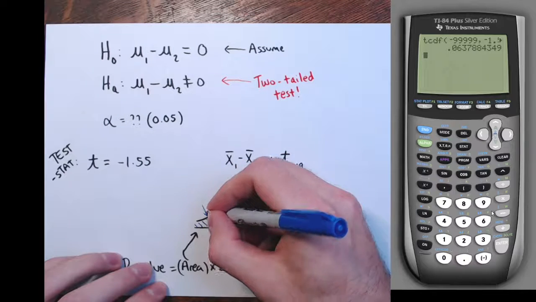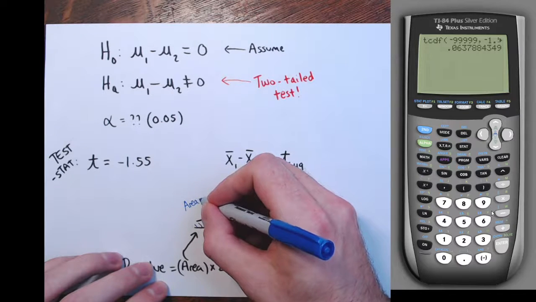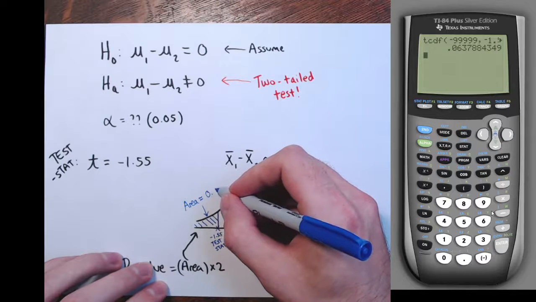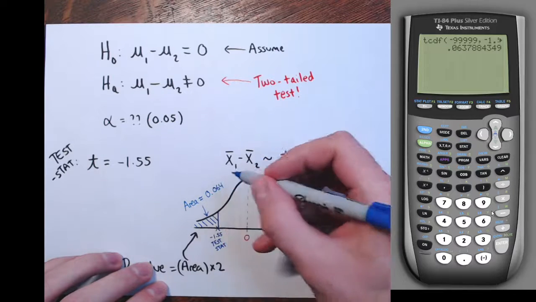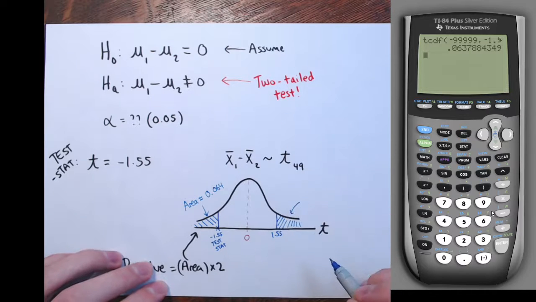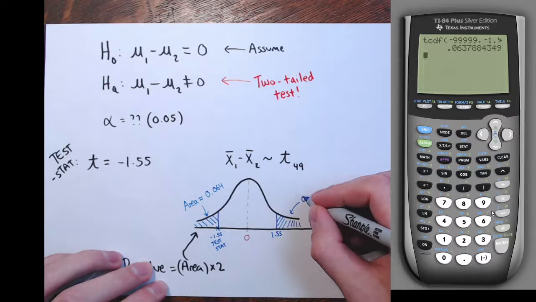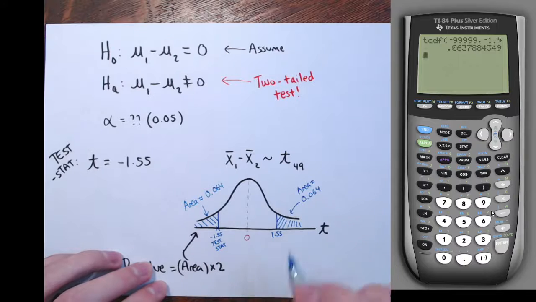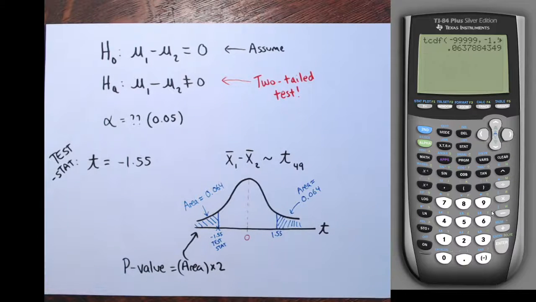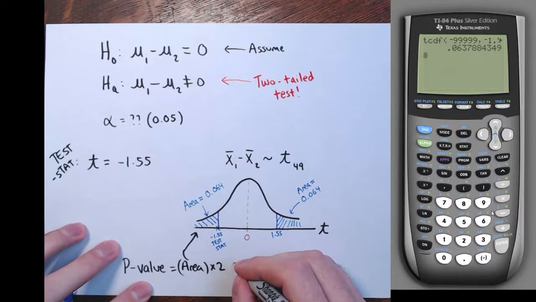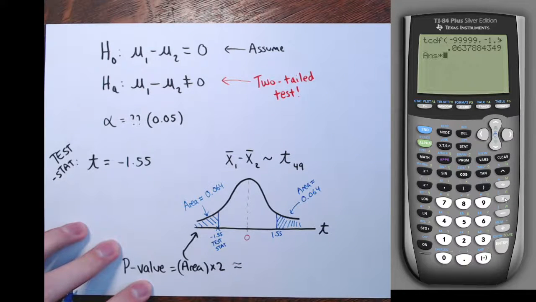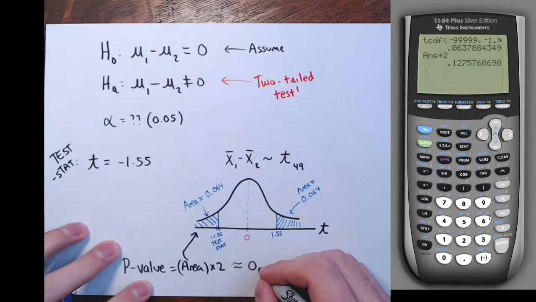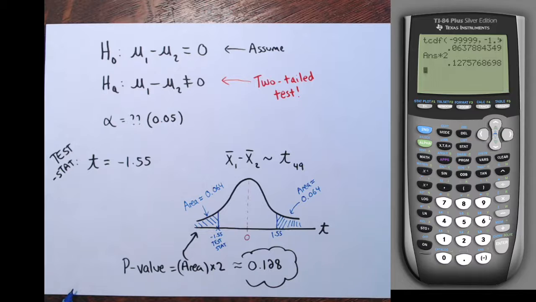Right, so this area, the area to the left of my test statistic, is approximately 0.064. And that means with this area, the area to the right of positive 1.55 would be approximately 0.064. And then putting those together, the two tails, gives me my p-value. So for the p-value, I'm just going to double this, times 2 on the calculator. It's about 0.128. 0.128 is the p-value then for our test statistic.